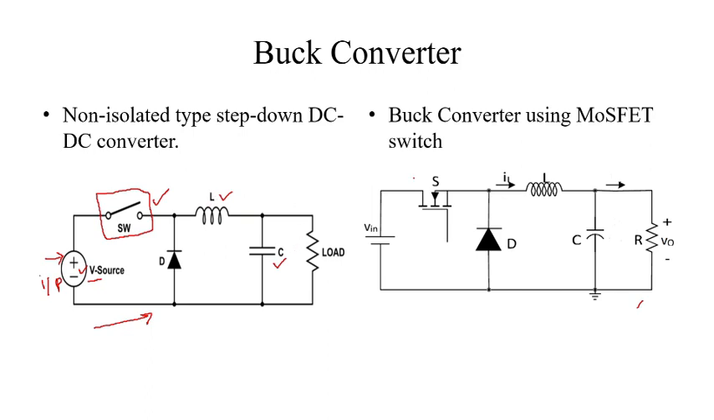We can connect a MOSFET here. We have connected a MOSFET here. This is our MOSFET. So the MOSFET is connected as a switch here. Depending upon the on and off, we will get the output voltage.